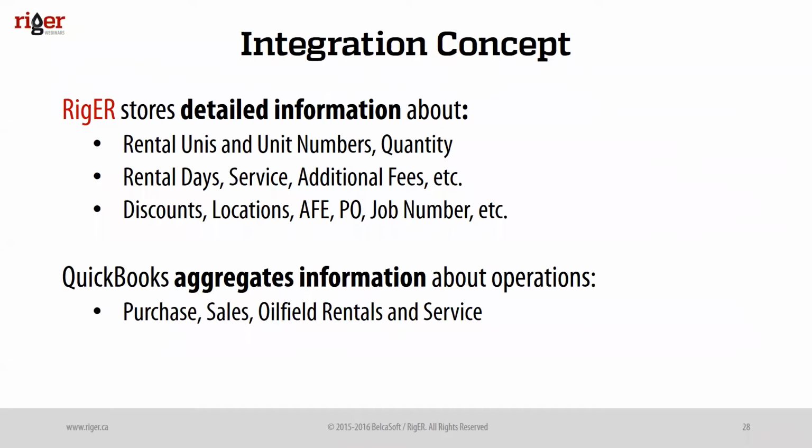Also, we can track the discounts, different locations of the customers, AFE number and job number if you work with different wells. On the other side, QuickBooks aggregates information about operations, and it only contains the purchase, sales, oilfield rentals, and services in aggregated form. So when our customers ask us why we need to connect these two systems, we point to this approach: in RigER you can have much more detail.